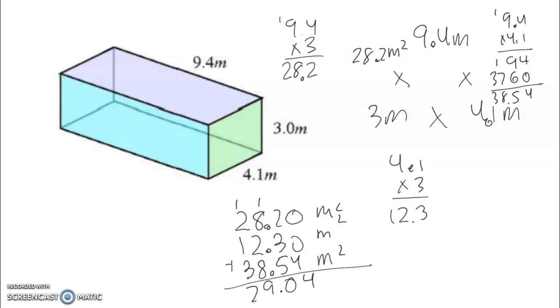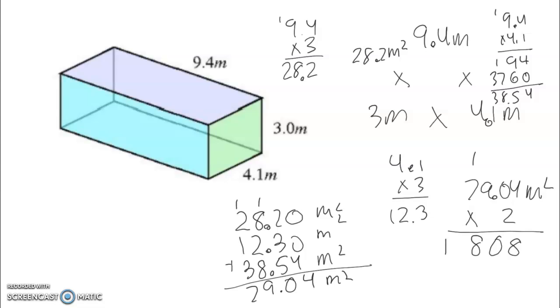So I have 79.04, but remember that's only 3 sides, and I do have 6 sides, so I'm going to go ahead and double that. 4 times 2 is 8, 0 times 2 is 0, 2 times 9 is 18, carry the 1, 7 times 2 is 14, plus the 1 is 15.